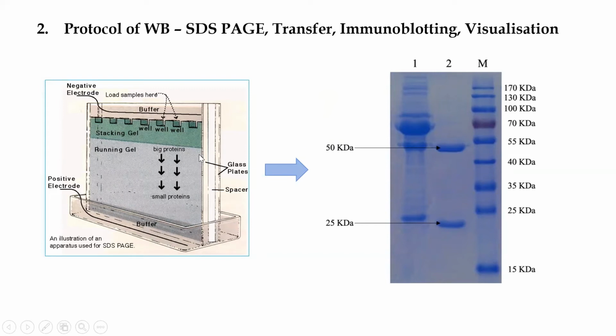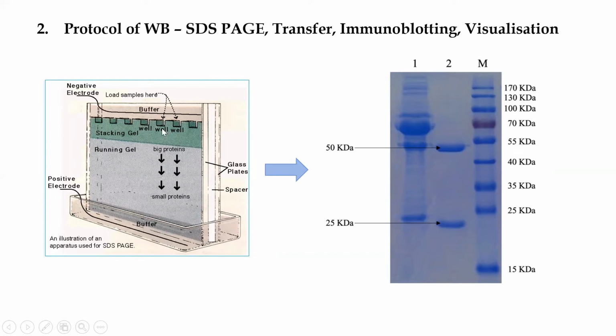Now, this is a gel apparatus, so I will not go into details of the gel apparatus. I'll just tell you briefly that this gel is made up of acrylamide and the proteins are run electrophoretically from negative electrode to positive electrode. Big proteins, which are higher in molecular weight, will run slowly behind, and small proteins, which are lower in molecular weight, will go faster. This gel is basically porous, so once you stain this gel with Coomassie blue, you get this kind of a mixture.